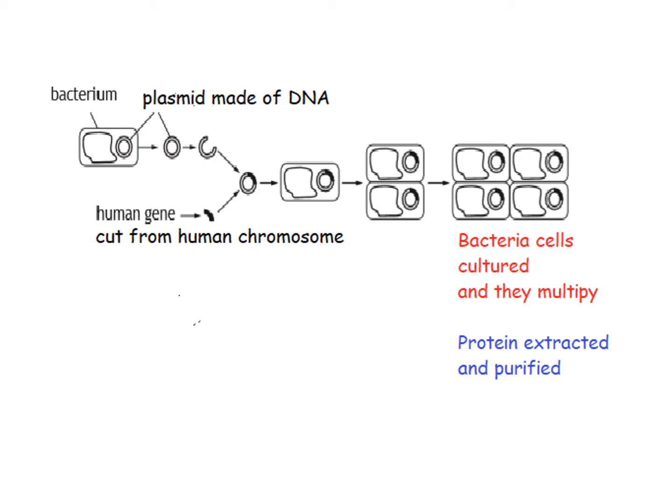Do you remember the structures required for protein synthesis? Ribosomes. Now you'll know from the first unit that bacteria cells have ribosomes. So the bacteria cells now have the instructions for making human insulin protein, and they also have the ribosomes.